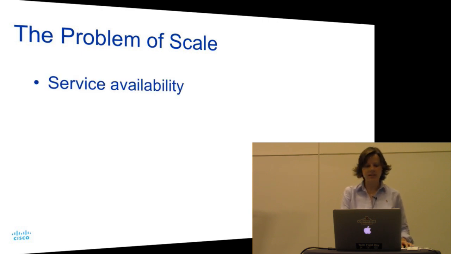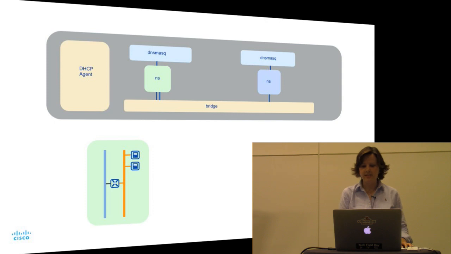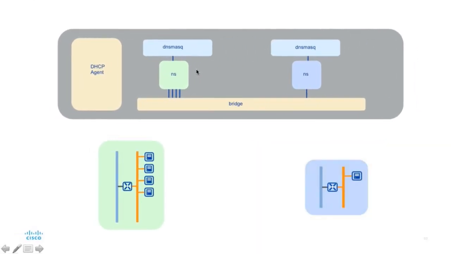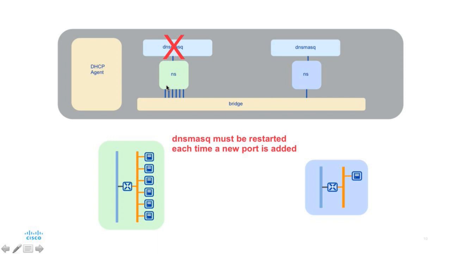Back to our example architecture with our green and our blue tenant. So the green tenant has 2 virtual machines, and each one of those has a port in the network namespace. Let's start adding some more virtual machines. Each one of those adds another port to the network namespace, and each time a new port is added, the dnsmasq process has to be restarted. And while it's down, if any other VMs come up, they're not going to be getting their IP addresses or their configuration, and DNS requests aren't going to be answered, so there's an outage.